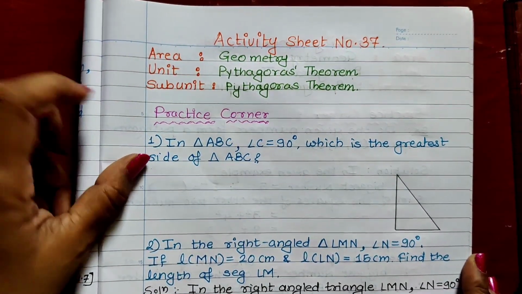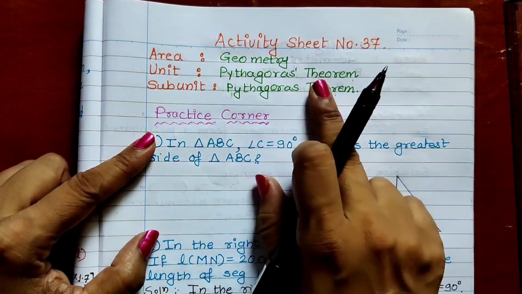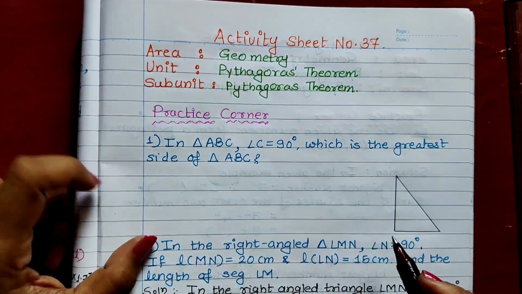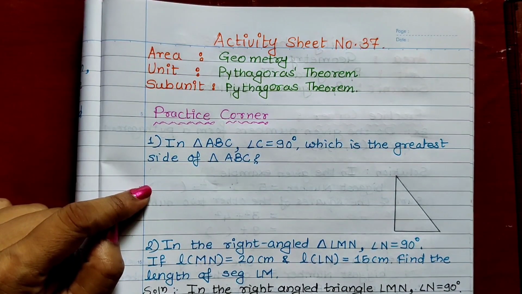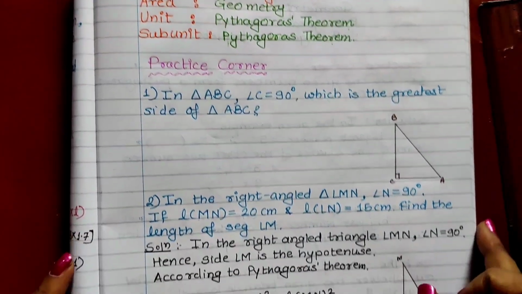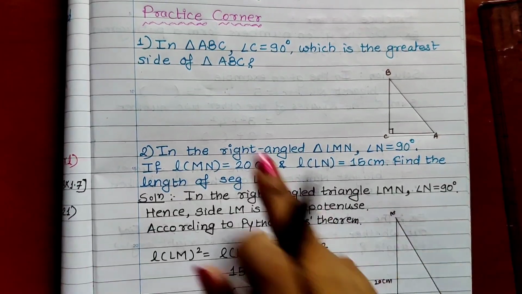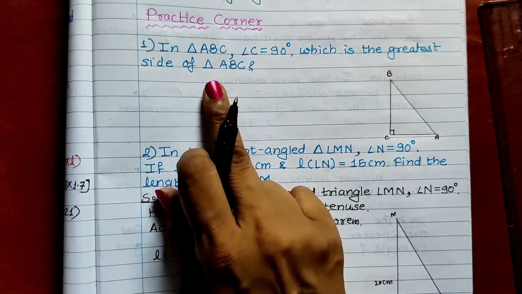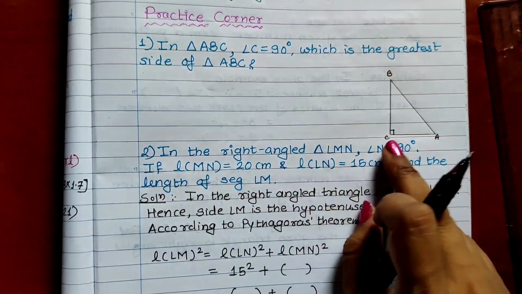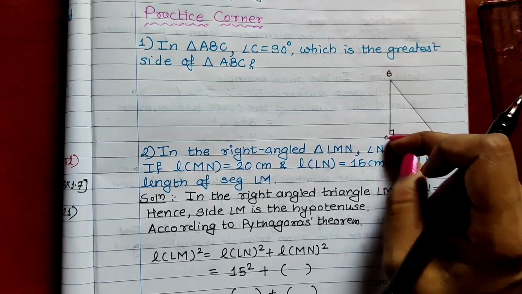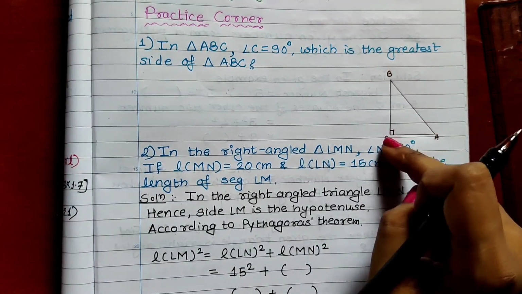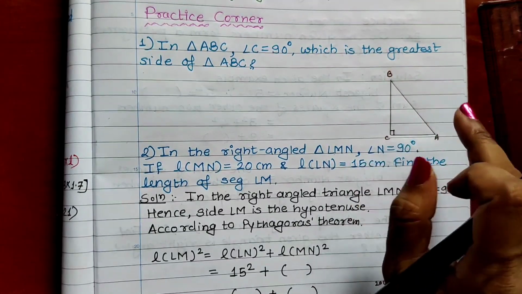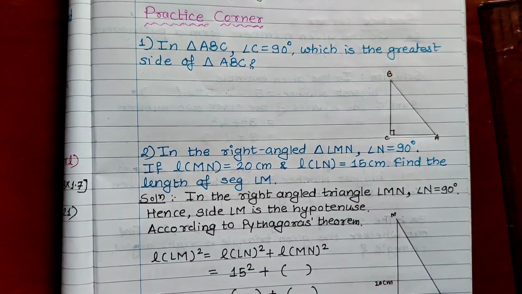Okay, so this is sheet number 37. Area is geometry, unit is Pythagoras' theorem, subunit Pythagoras theorem. And now we have given this question in practice corner. Question is, in triangle ABC, angle C is 90 degree, which is the greatest side of triangle ABC? As angle C is 90 degree, the side opposite to angle C, the side opposite to 90 degree, is known as the hypotenuse. So side AB is the hypotenuse, and the hypotenuse is the greatest side of a right angle triangle.